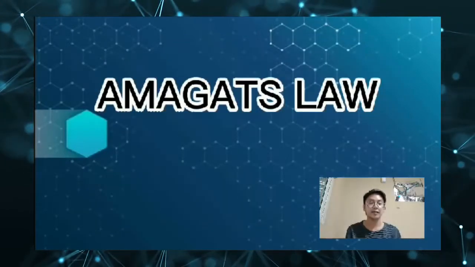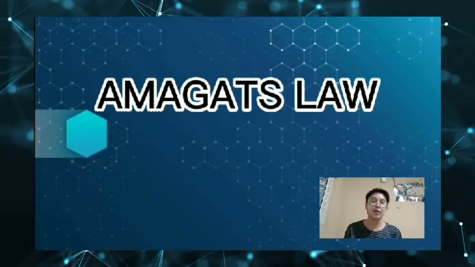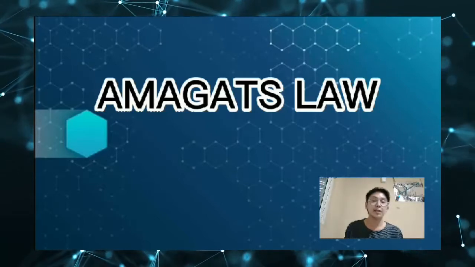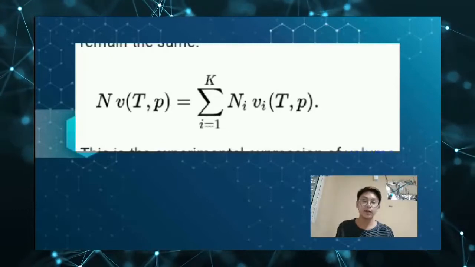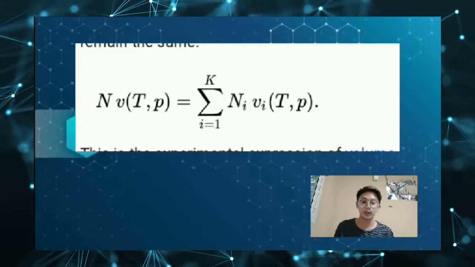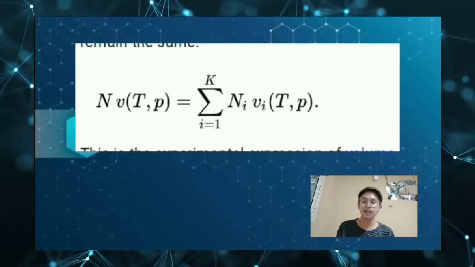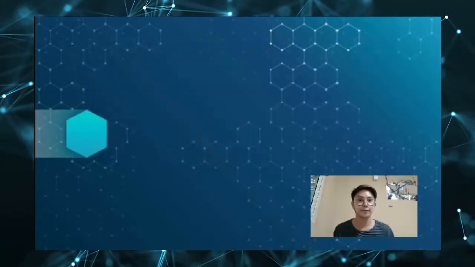Amagat's law describes the behavior and properties of mixtures of ideal gases as well as some cases of non-ideal gases. It is used in chemistry and thermodynamics. It states that the extensive volume V of a gas mixture is equal to the sum of volumes Vi of the K component gases if the temperature T and the pressure P remain the same.